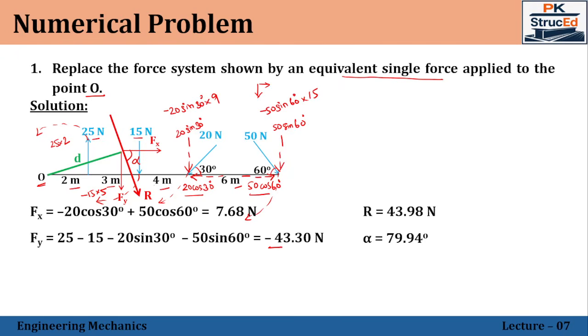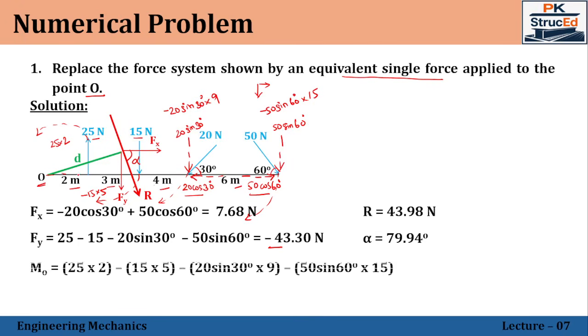So that's it. We got all the moments. For the horizontal components, 20 cos 30 as well as 50 cos 60, the line of action of these two forces passes through the point O. So hence they won't create moment about the point O. So that is what has been given here.